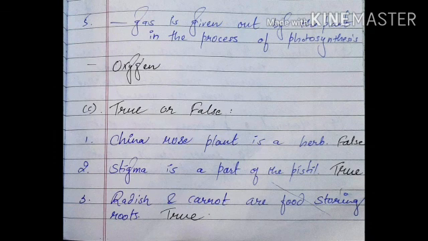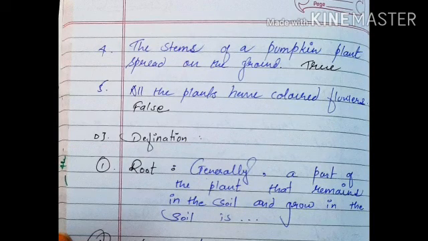Fourth one is the stems of a pumpkin plant spread on the ground. That is true. Fifth one is all the plants have colored flowers. That is false. Part D, definition.